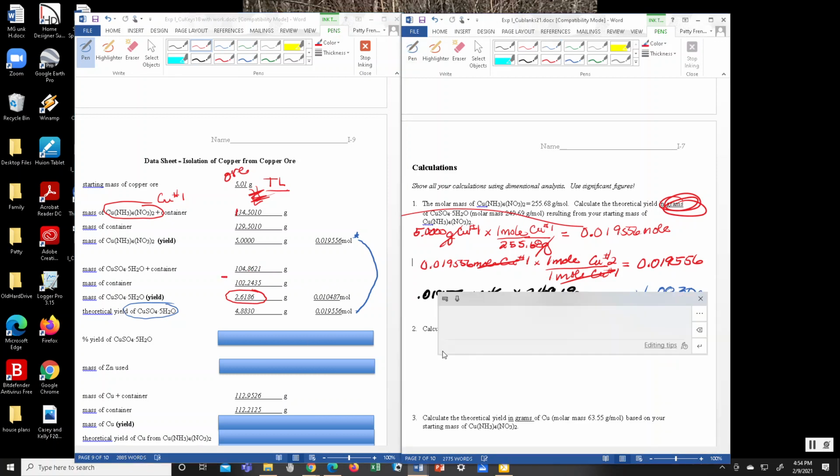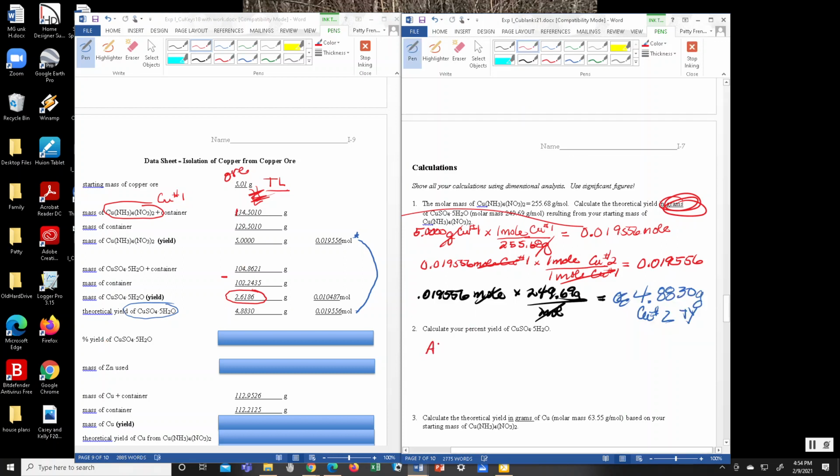So the actual yield for this was the difference between 104.8621 and 102.2435, or 2.6186 grams of copper 2 sulfate pentahydrate.